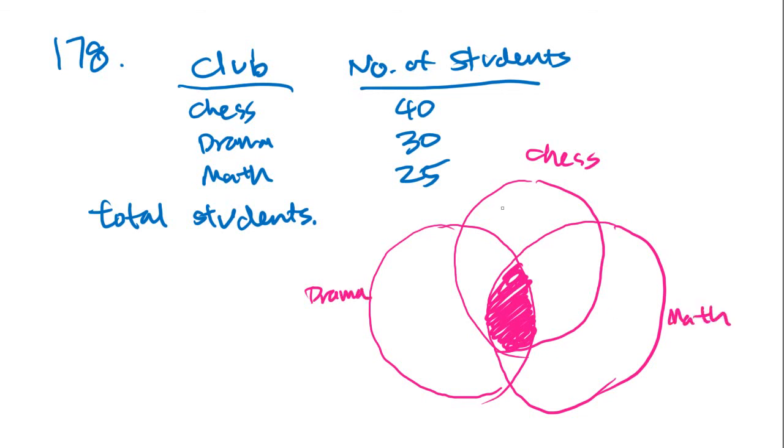And they tell us that there are 10 in both chess and drama, 5 in chess and math, and 6 in drama and math. So if they tell us that there are 40, 30, and 25, we just plug these in and subtract by these numbers. And what we end up having is 40 minus 10 minus 5 is going to be 25. And we have 14 here and 14. And then we add all these numbers up together, and we get 74. And that's going to be answer C.